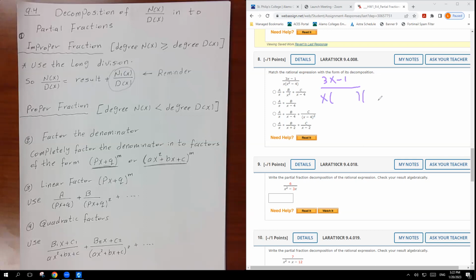So I'm going to open two parentheses, x here, and x here, and 2 here, because 4 is 2 times 2, and 2 here. I'm going to put a plus here and a minus here. And it doesn't matter about the sign, you're going to put a minus and a plus. That means our factors are x, x plus 2, and x minus 2. We have 3 linear factors. So it's going to be A over x plus B over x plus 2 and plus C over x minus 2. That means this is our partial fractions, so we have to choose this one, the right solution. That's it for example 8.